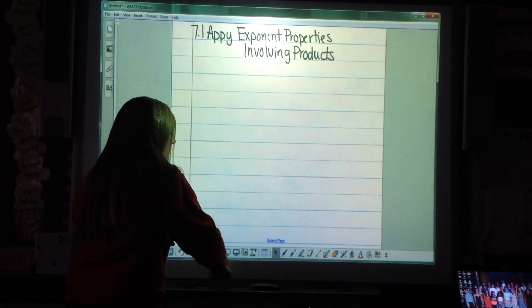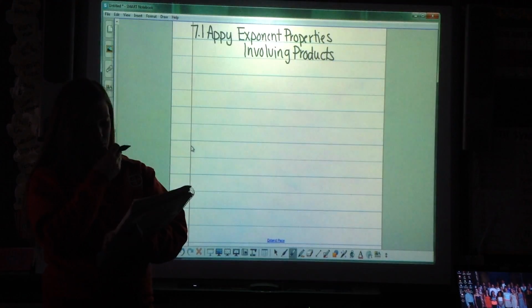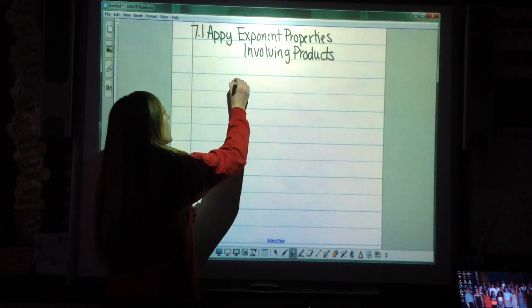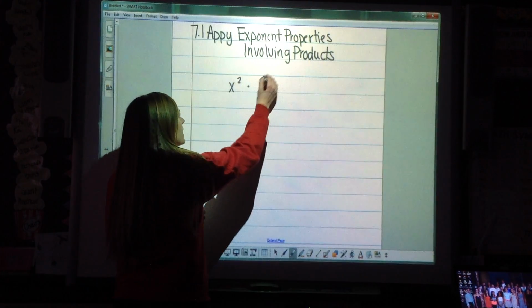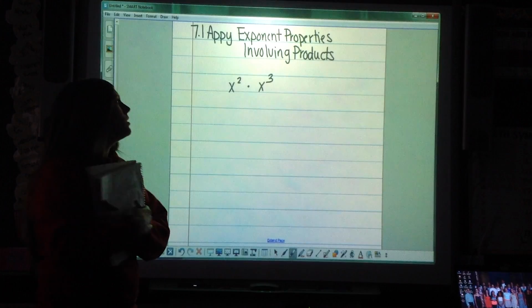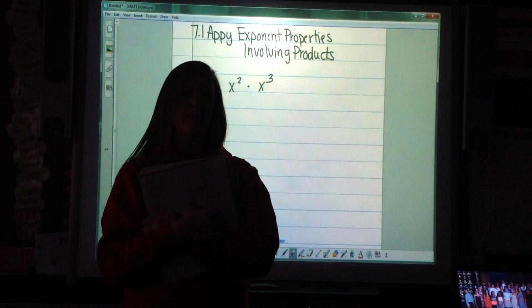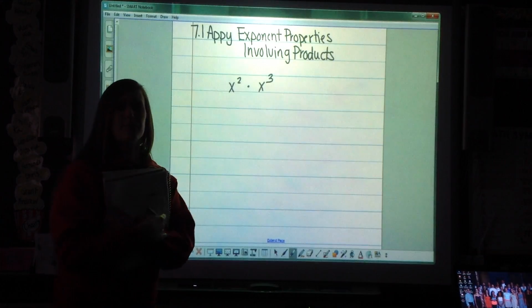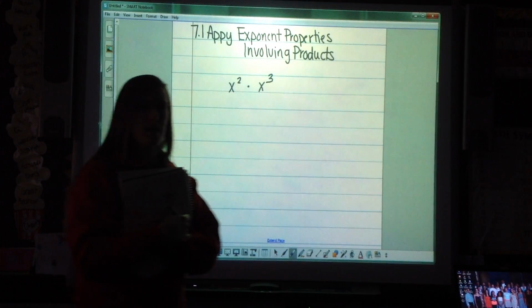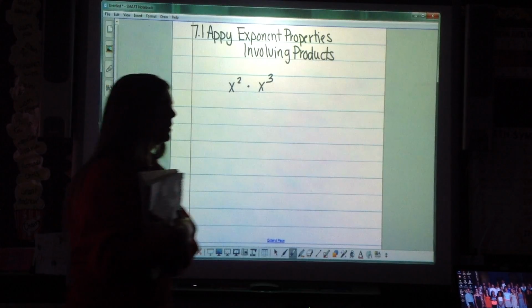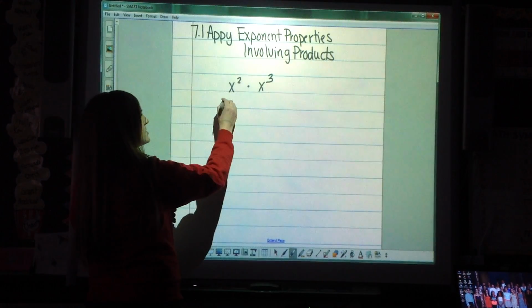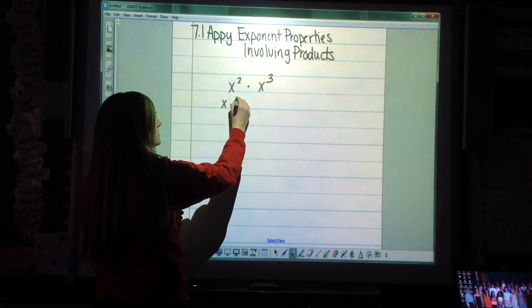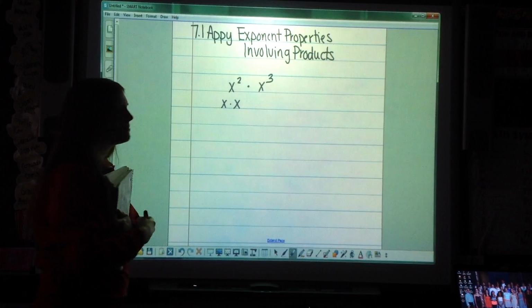The first type of problem that you might see might look like this. X squared times x cubed. You can only multiply when you have the same base. The same base is x here. So we're going to work with these exponents. I'm going to break this down and show you the long way, and then I'm going to talk about the shortcut. This tells me that I have two x's, and they're being multiplied.